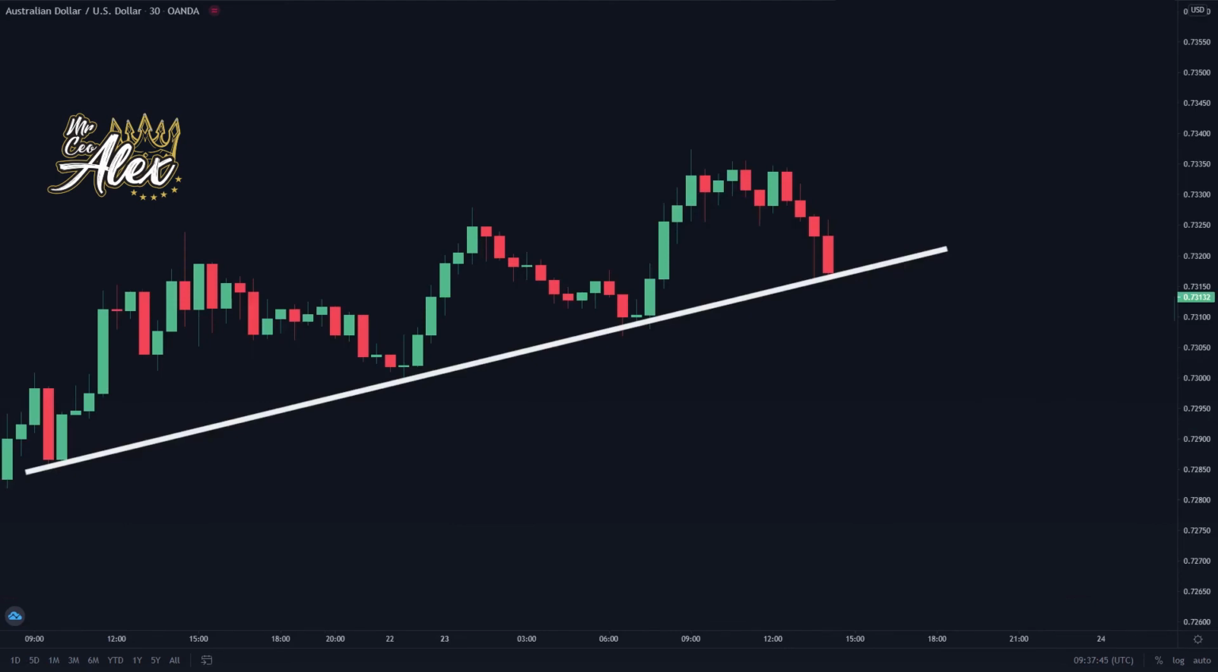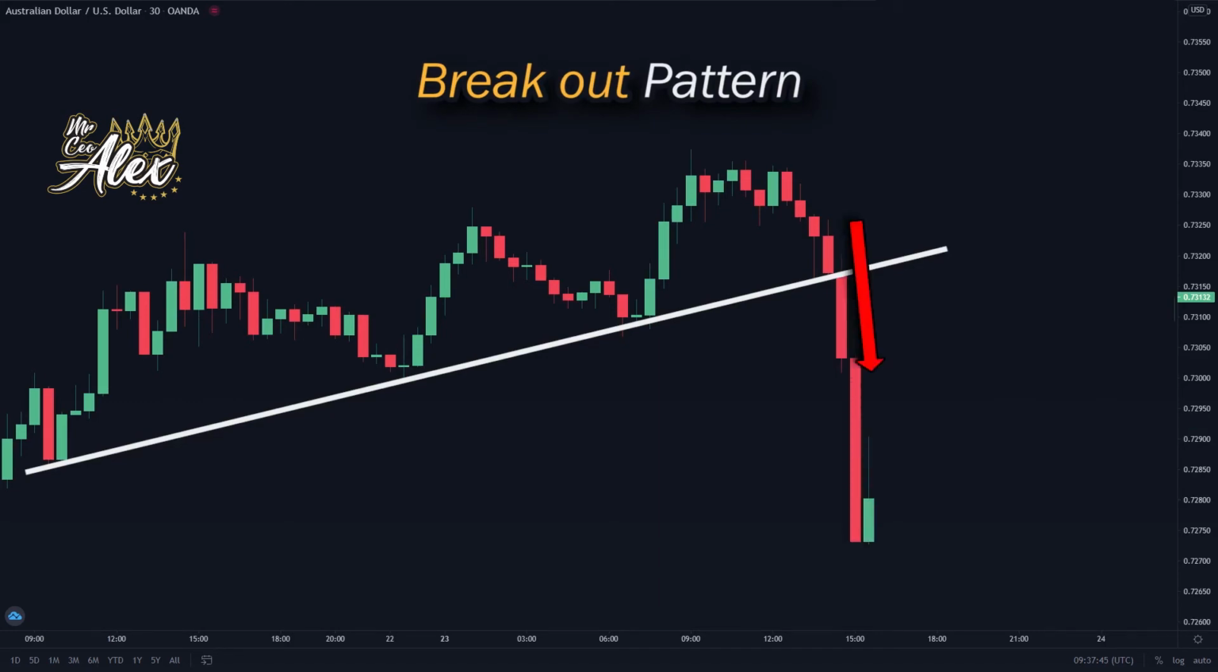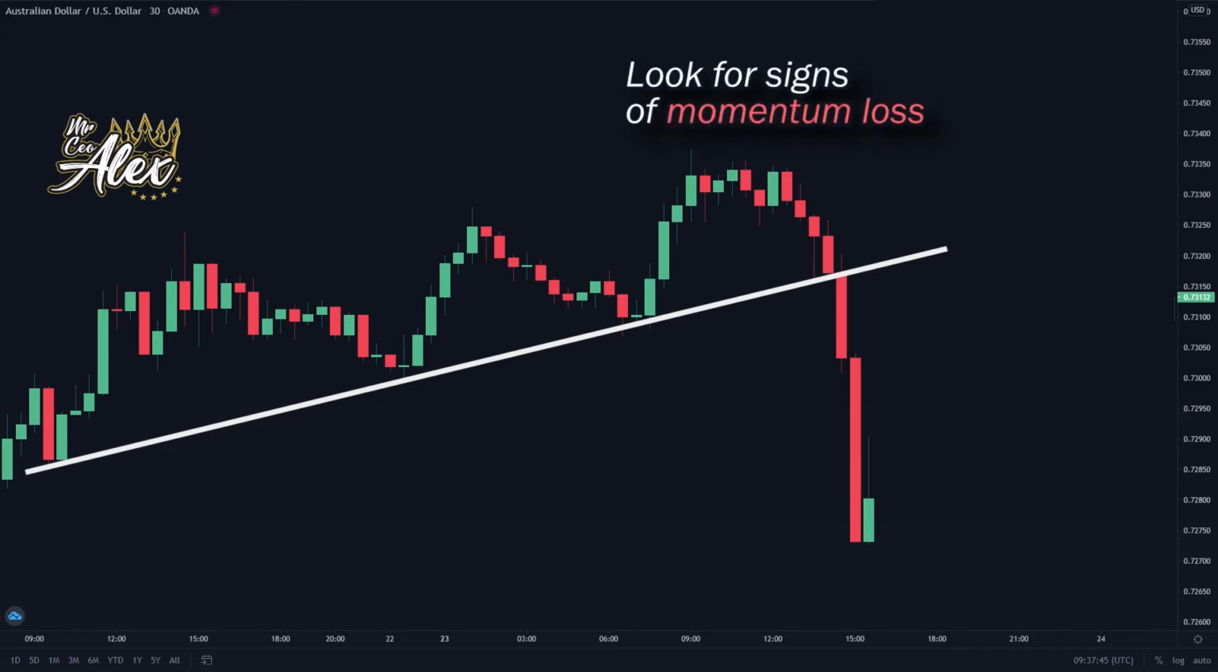Now, moving on to the second pattern, which is called the breakout pattern. This pattern forms when price broke out of a trend line, causing the trend to switch directions. So again, you cannot take a position just because the price broke out of a trend line, because it doesn't guarantee that a trend change will occur. You still need additional confirmation to avoid false breakouts. And one of the ways you can do this is by looking for signs of momentum loss before the breakout.